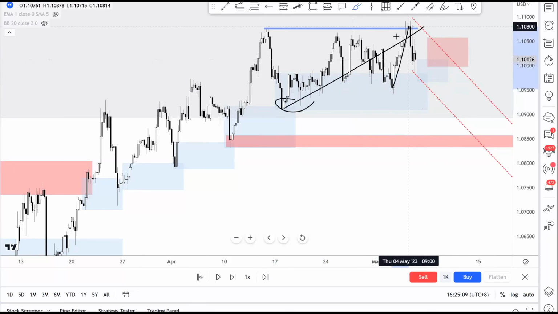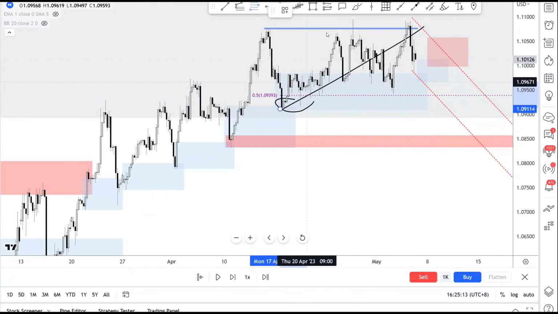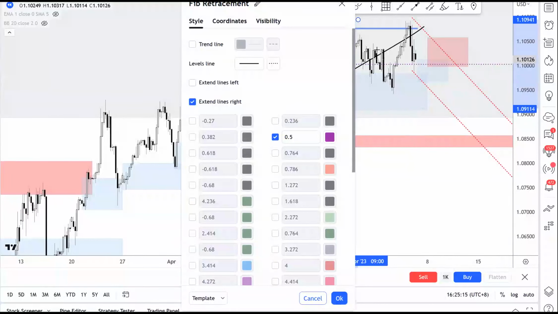One way to gauge it is just to load the trend line on the retracement tool. If I load the trend line, you can see that this trend line itself will give you the general idea.